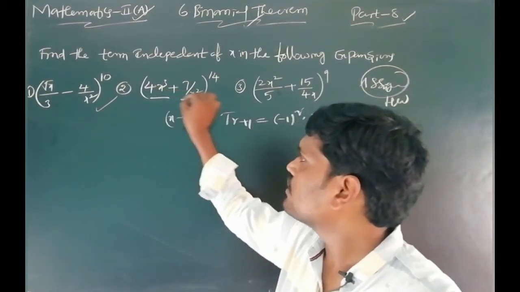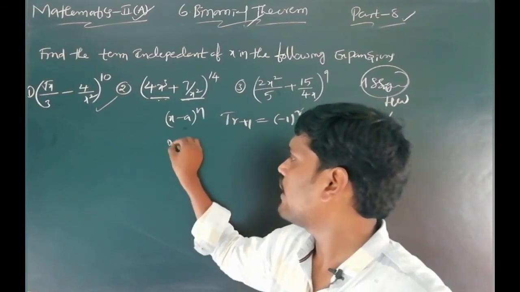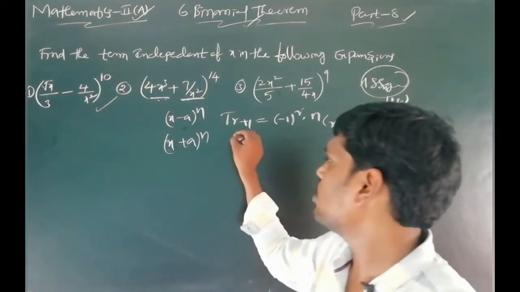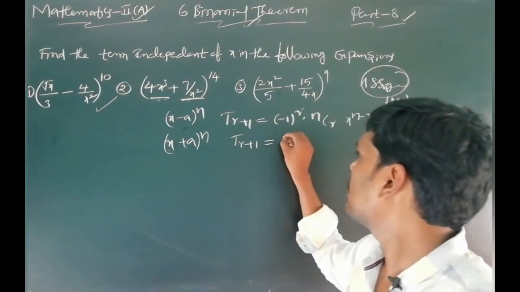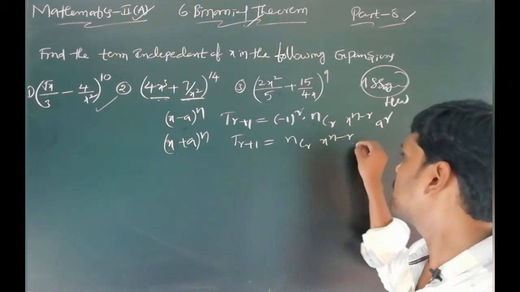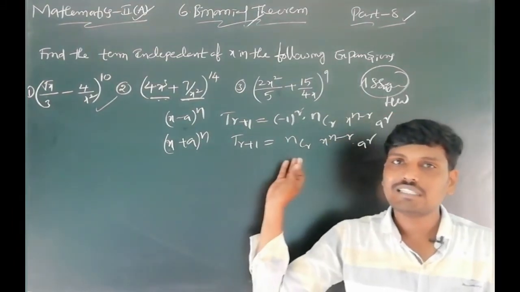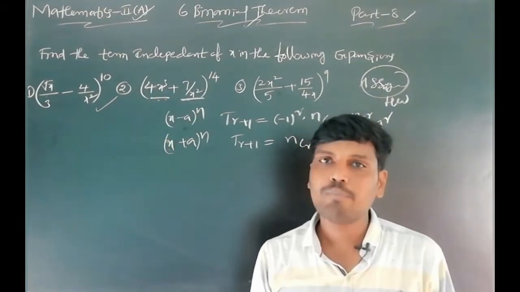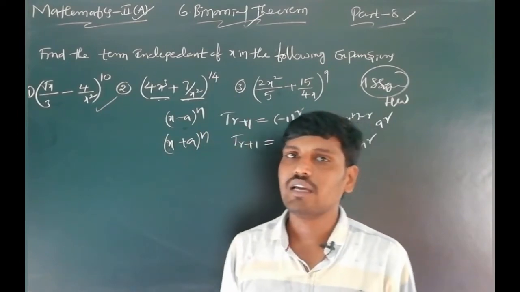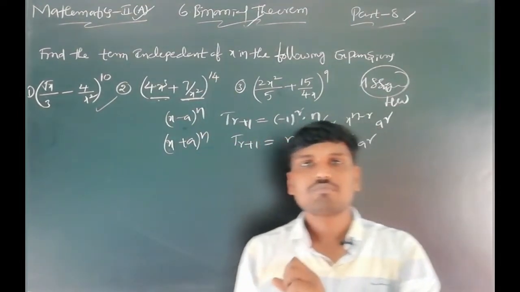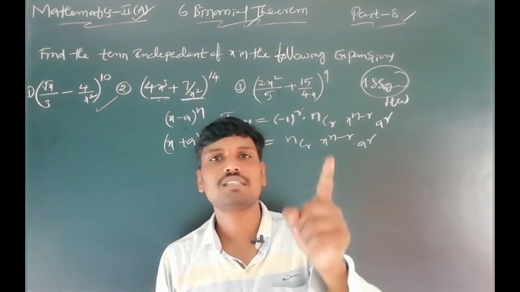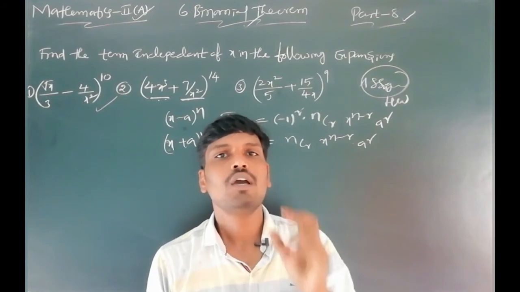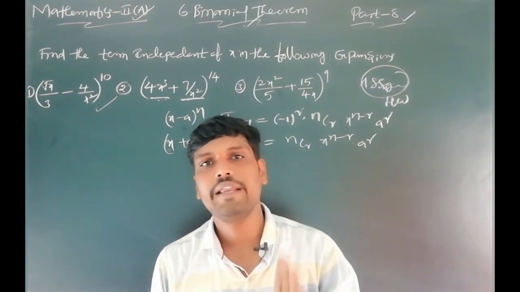Similarly, the second problem is in the form of (x plus a) whole power n. What is the general term of (x plus a) whole power n? T(r+1) equals nCr x power n minus r, a power r. In this expansion, in place of x write 4x cube, in place of a write 7 by x square, and in place of n write 14, and you get the general term. Put the power of x equal to 0 and you get the r value. Substitute that r value in the general term and you get a constant term, that is the independent term.